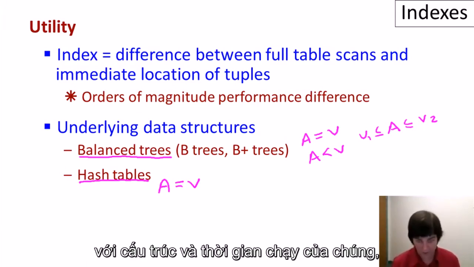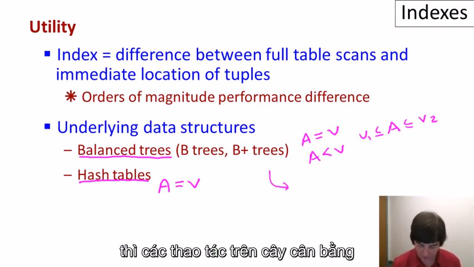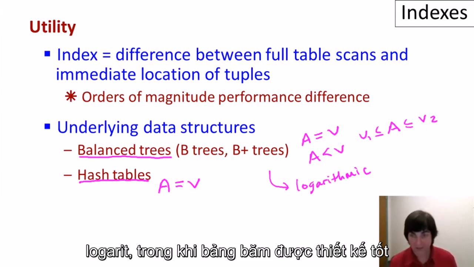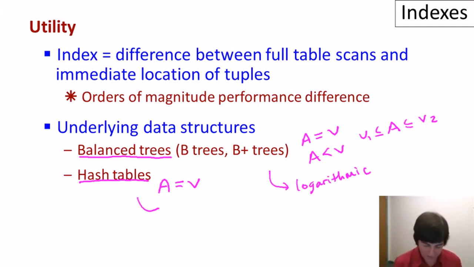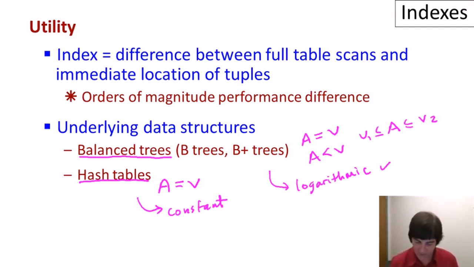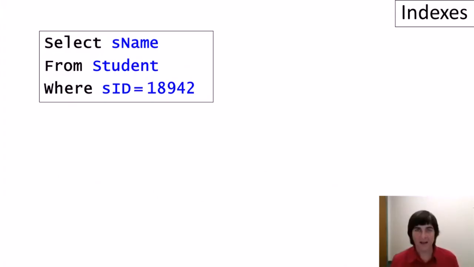For those of you who are familiar with these structures and with the running time, the operations on balanced trees tend to be logarithmic in their running time, while well-designed hash tables can have more or less constant running time. Even in large databases, logarithmic is okay, although when only equality conditions are being used, then a hash table index might be preferred.